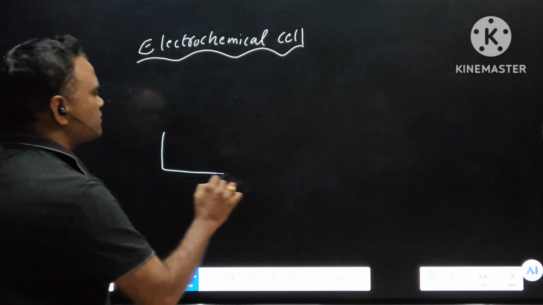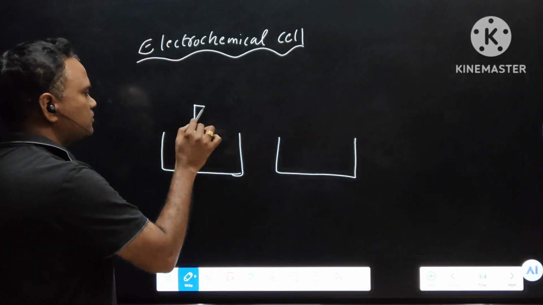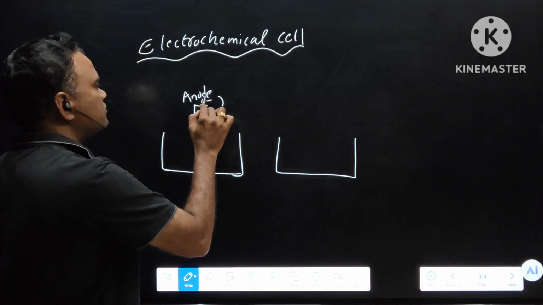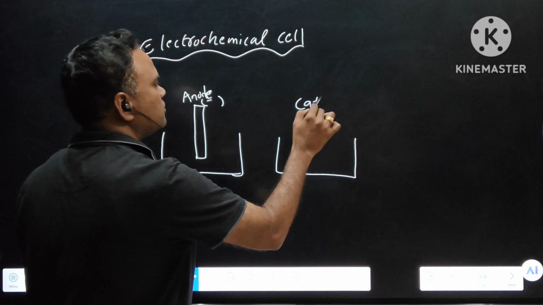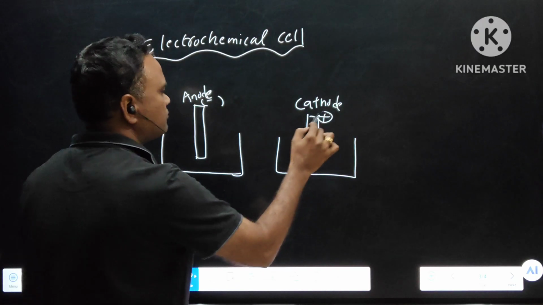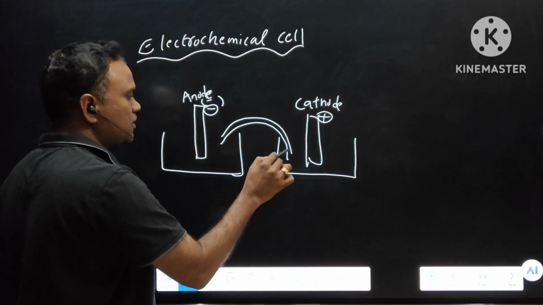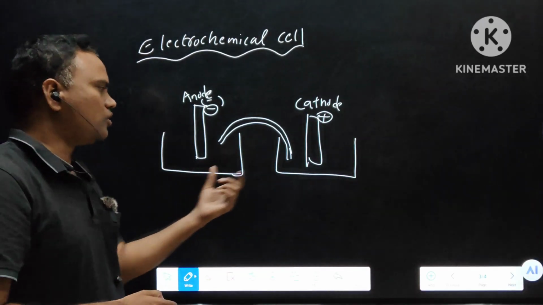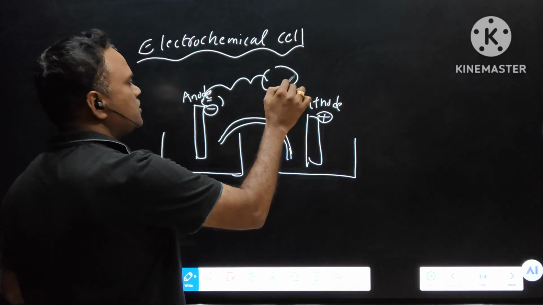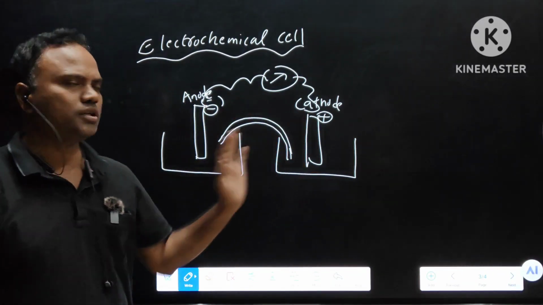See, once let us revise a few points. Anode is negative, cathode is positive, both are connected by a salt bridge, this half cell and this half cell. Here one ammeter is arranged to measure the current, right? Anode is negative, cathode is positive.